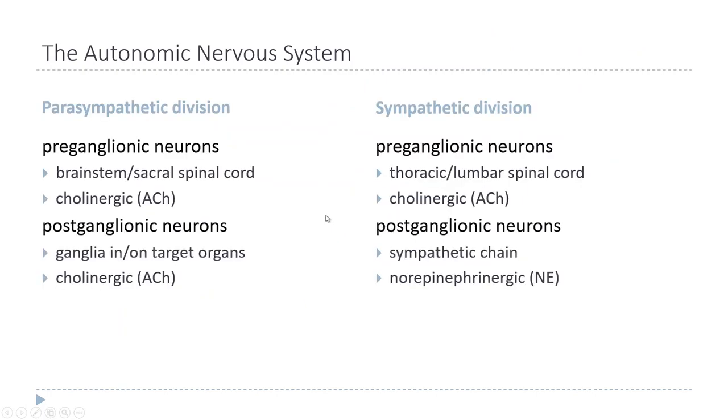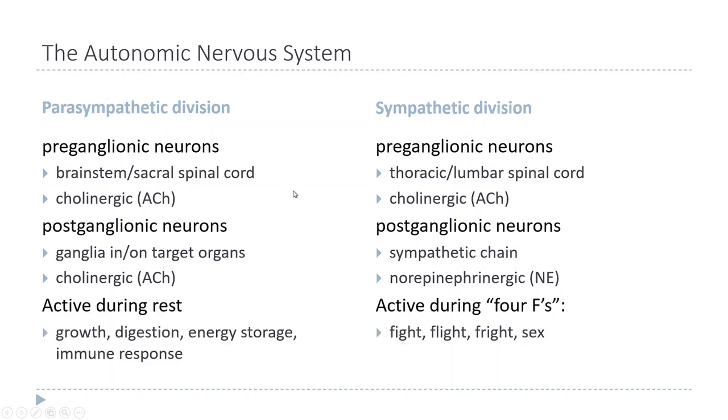And then the function of the two divisions is very different also. Generally speaking, the parasympathetic division is more active when the body is at rest. Its responsibility is to activate those parts of the body that are necessary for growth, digesting food, storing excess energy, generating immune responses or supporting the immune system. Again, when you're not really doing anything and you just need to maintain basic bodily functions, the parasympathetic division activates those pathways.